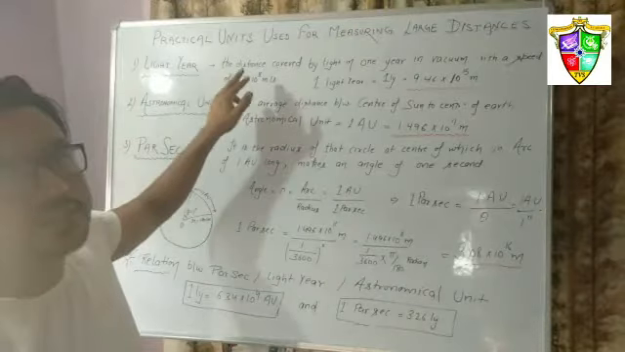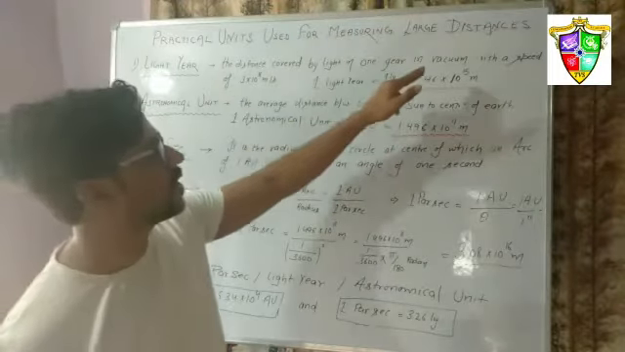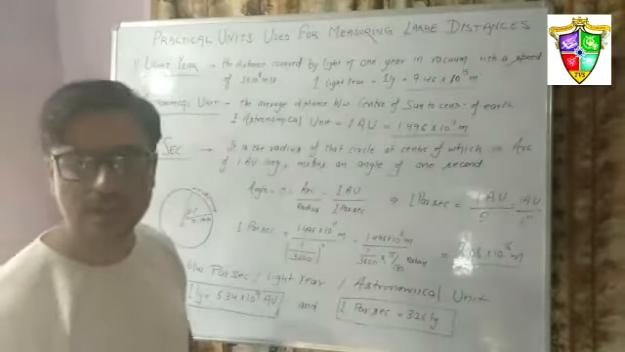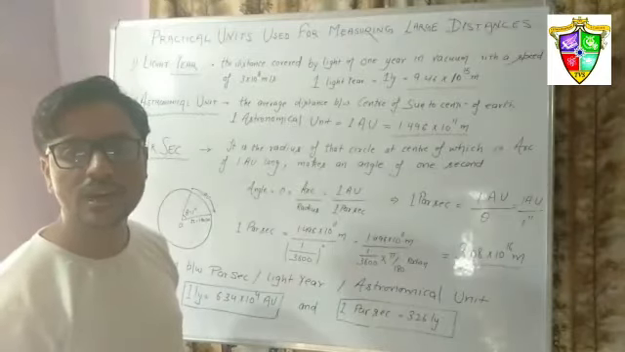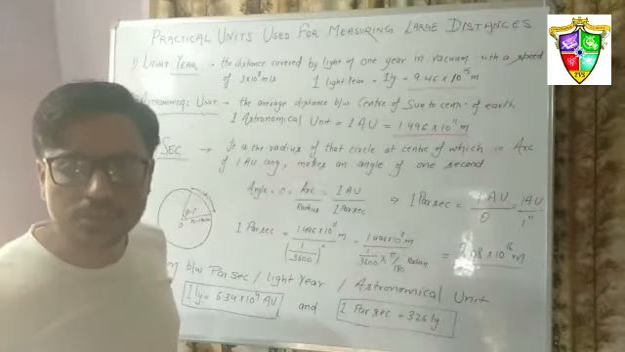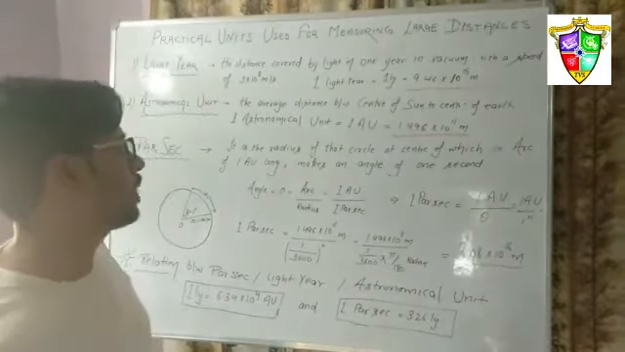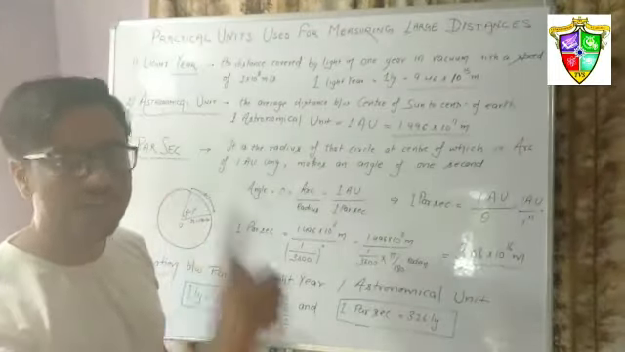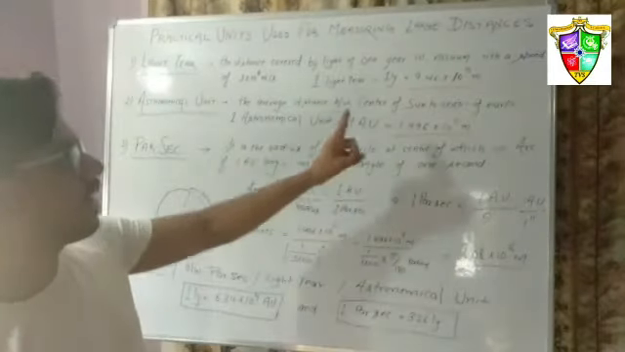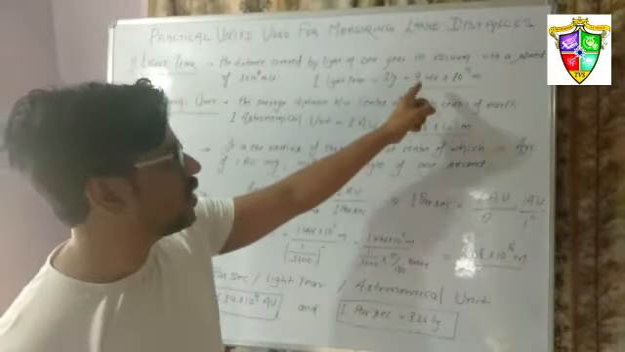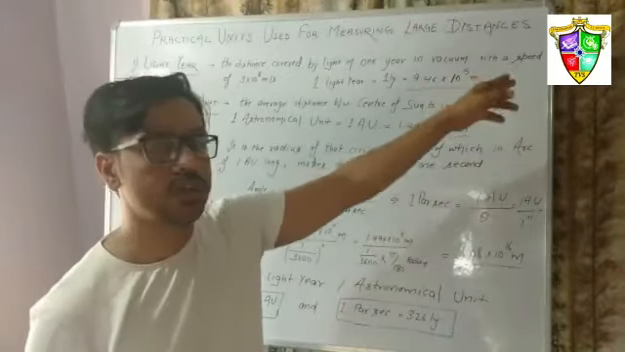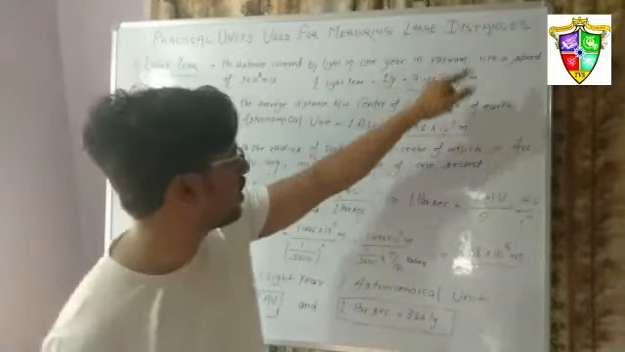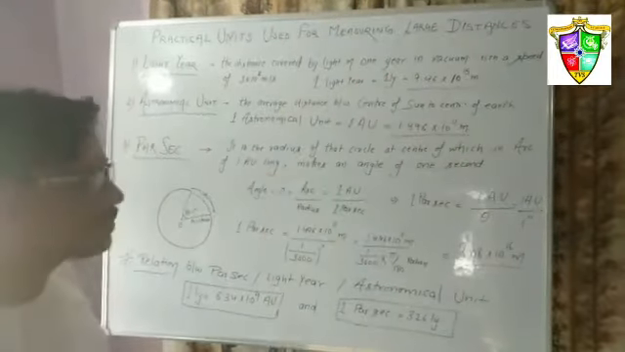Light year. Light year is the distance covered by light in 1 year in vacuum with the speed of 3 into 10 raised to the power 8 meter per second. We had discussed in our class 10th the speed of light is 3 into 10 raised to the power 8 meter per second in vacuum. So with this speed, how much distance is covered by the light in 1 year? That is known as light year. And 1 light year is calculated and its value is 9.46 into 10 raised to the power 15 meter. You have to revise this number, that this is the value of 1 light year.